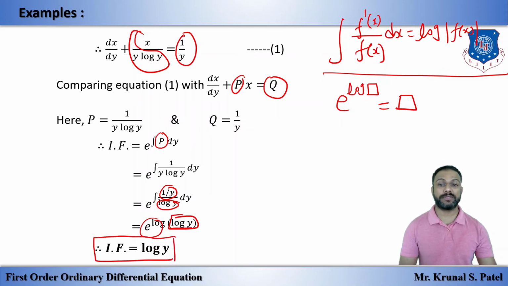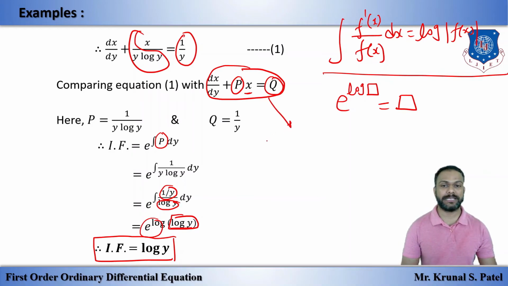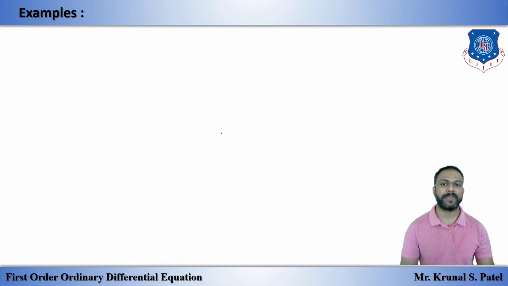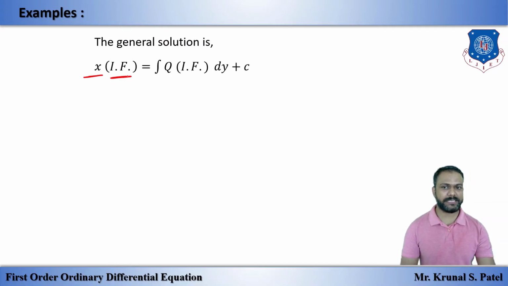Now we have this form, dx by dy plus Px is equal to Q. For this the solution is x into IF is equal to integration of Q into IF, d what, dx or dy? It is dy, because Q is also in the form of y and IF is also in the form of y, plus C. So we will use this solution. The general solution is given by this formula: x as it is, the value of IF is log y, and in the same way this is our Q, times the value of IF.